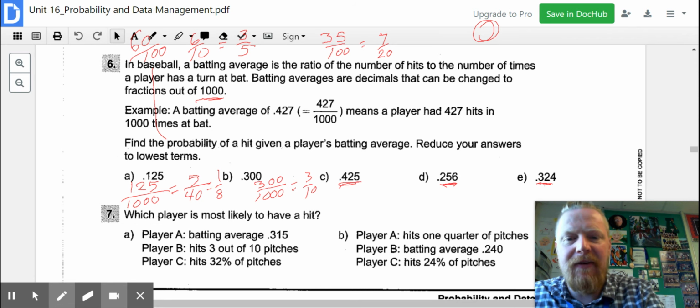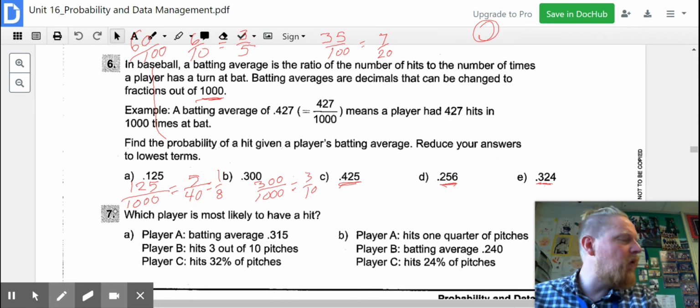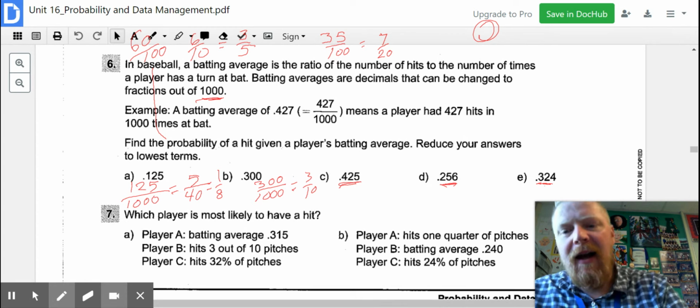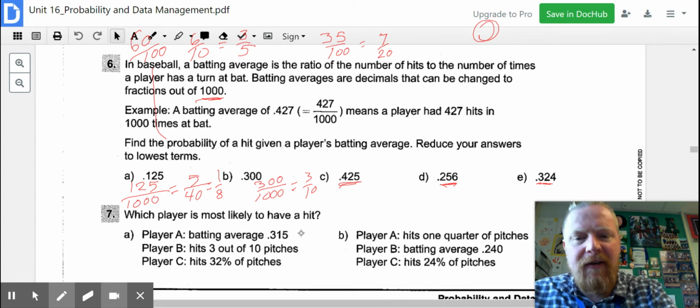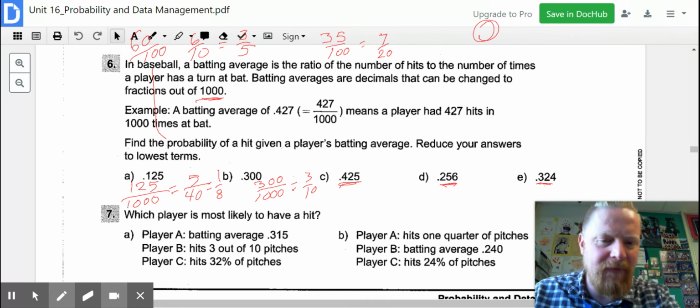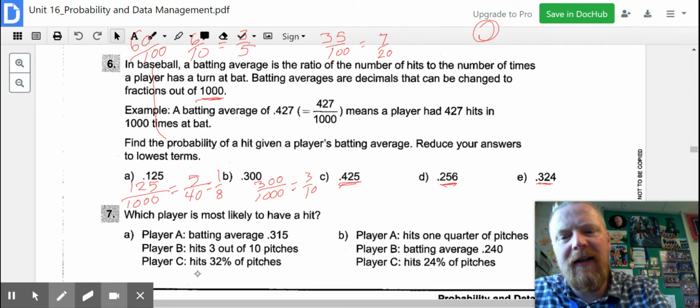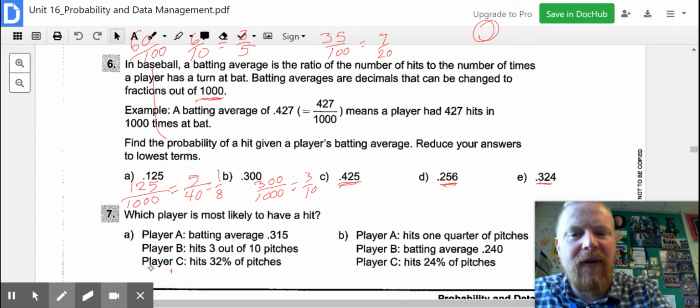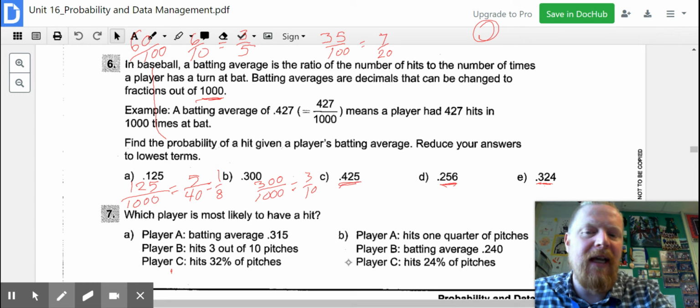Remember, they're out of 1,000. Which player is most likely to have a hit? Player A has a batting average of 0.315. Player B hits 3 out of 10 pitches. Player C hits 32% of pitches. They're asking us to make these equivalent to see if we can see which one is greater here. So batting average of 0.315, you could compare them as decimals, as fractions, even as percentages.